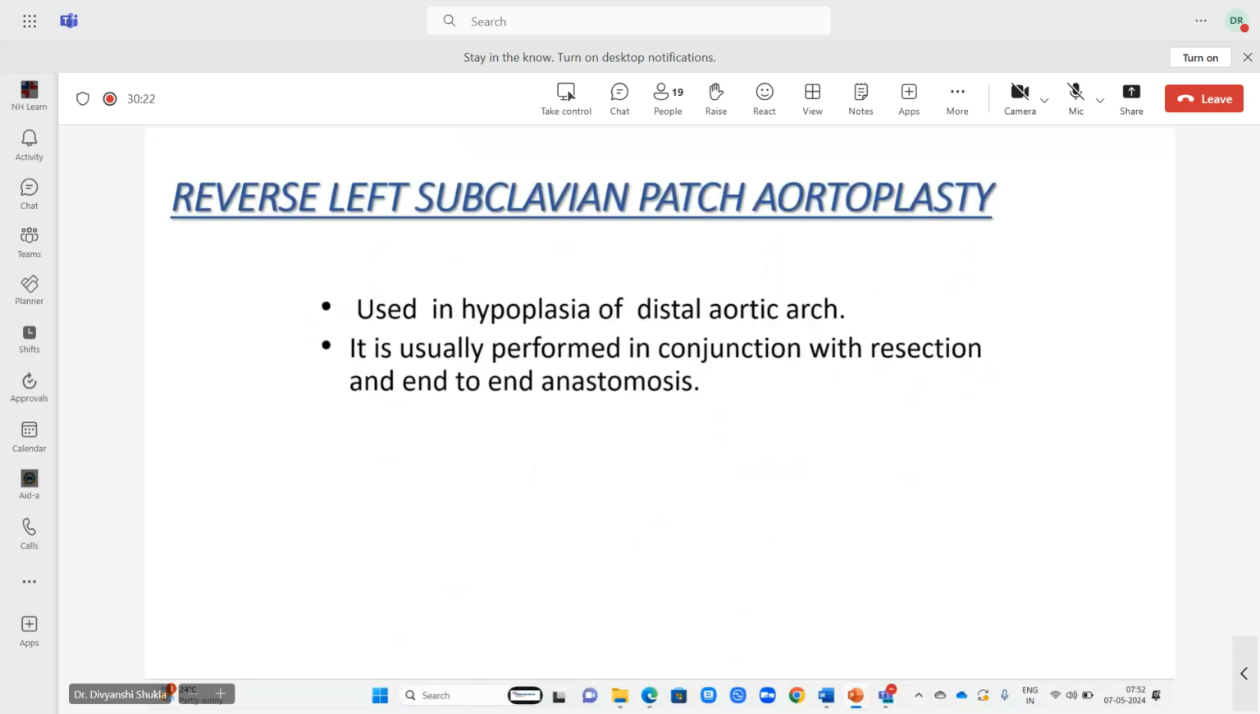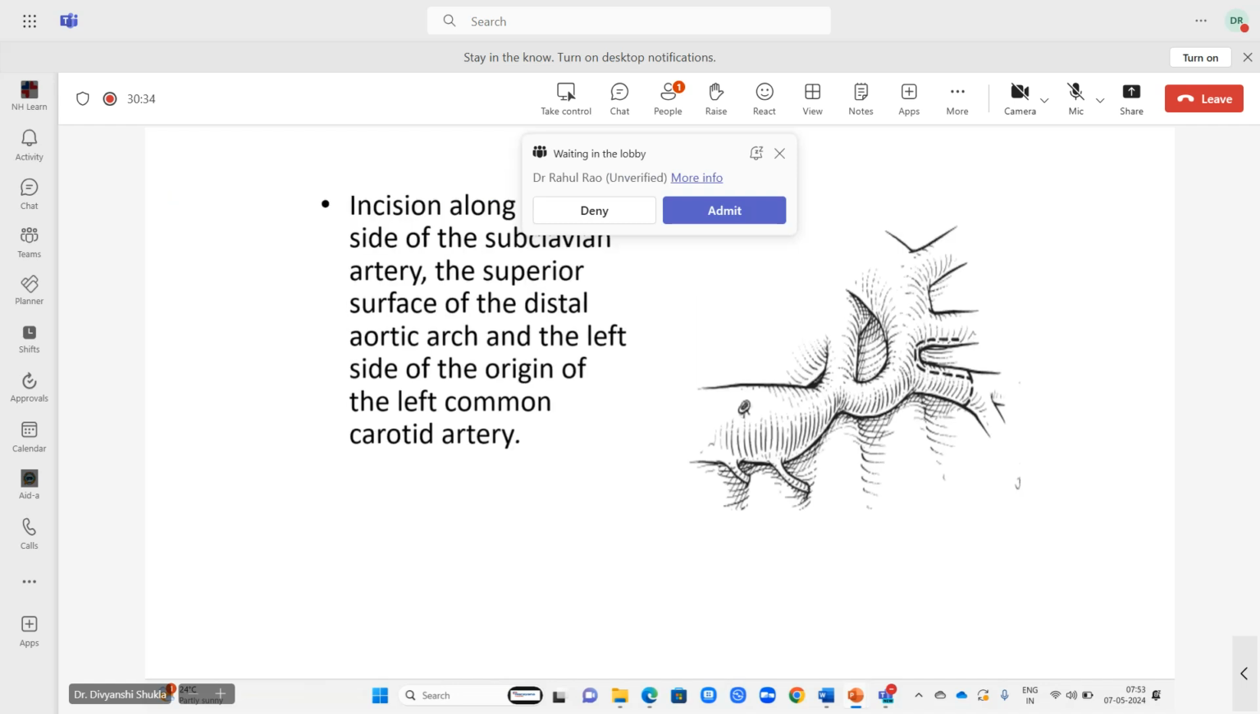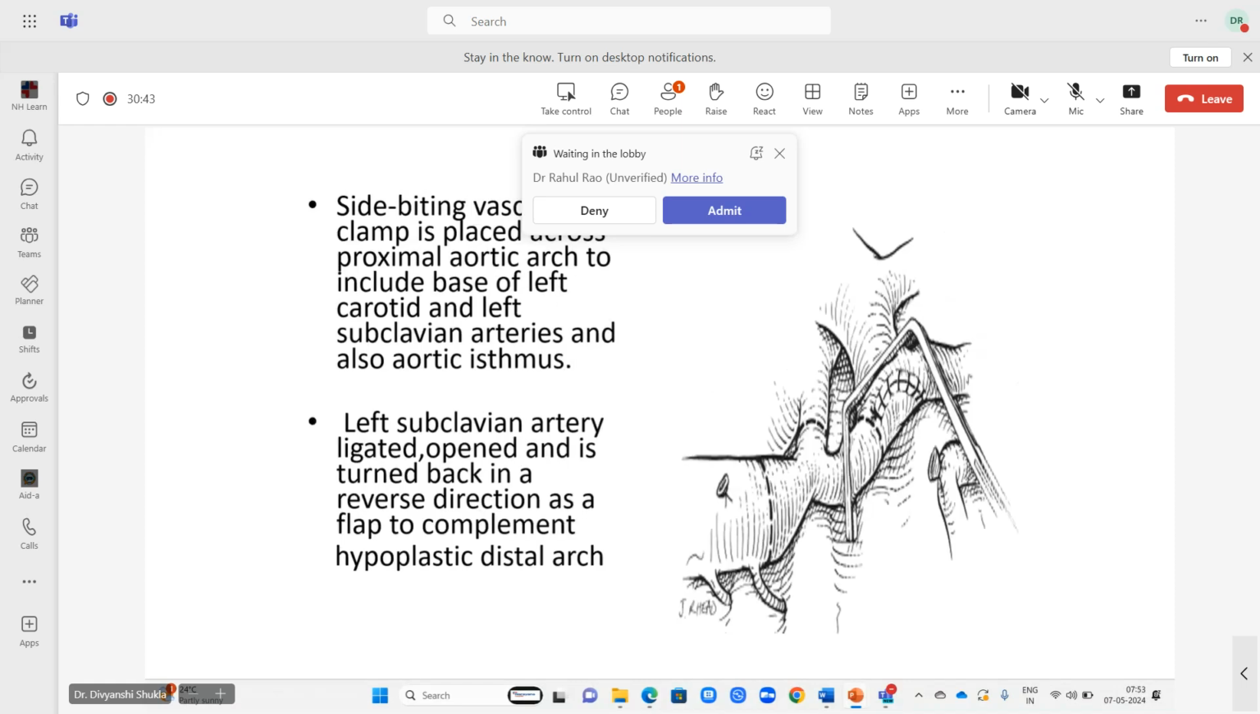Then we have reverse subclavian patch aortoplasty, used in hypoplasia of the distal aortic arch. It is usually performed in conjunction with resection and end-to-end anastomosis. The incision is along the right side of the subclavian artery, the superior surface of the distal aortic arch, and the left side of the origin of the left common carotid artery.